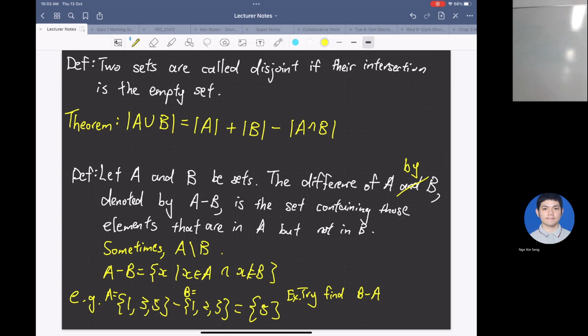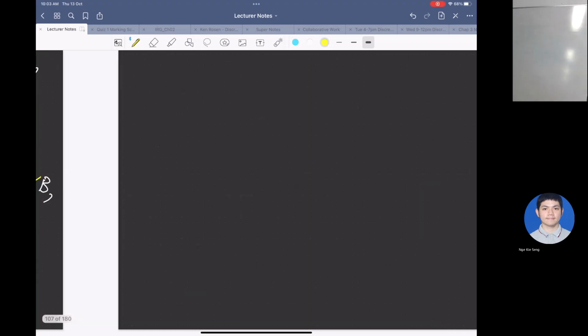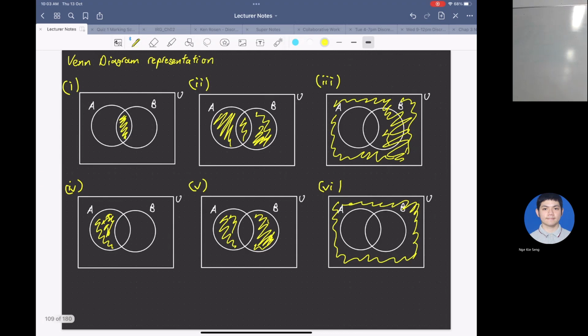Okay. So we learn difference, we learn union, we learn intersection, we learn complement. So try and work out how you build this shaded region here. There might be more than one way to write it out.